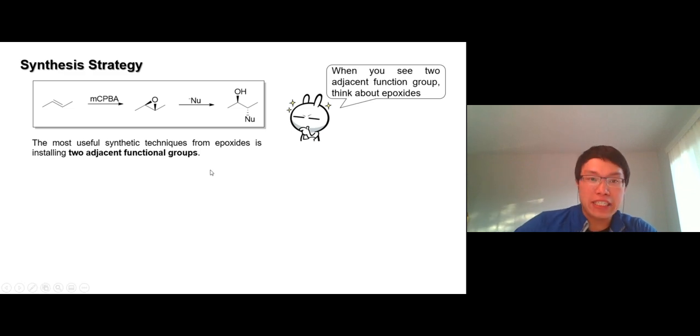All right, the synthesis strategy involves an epoxide. So first step, we add this epoxide, and then if you look at a nucleophile, we go attack one of these carbons, open the ring. So you're going to end up with two functional groups next to each other. If you see two adjacent functional groups, think about epoxide.